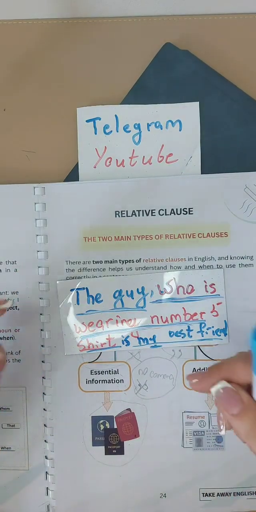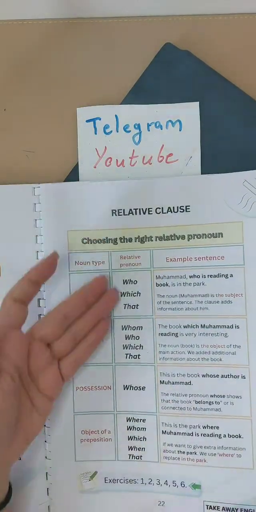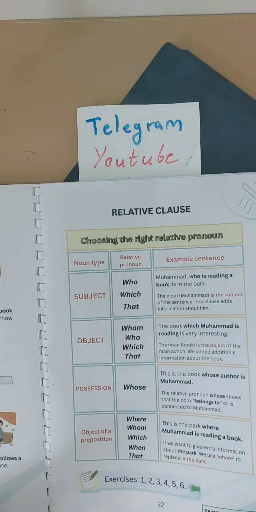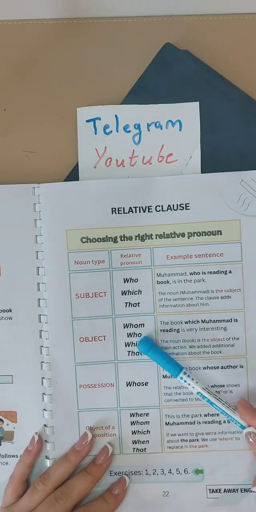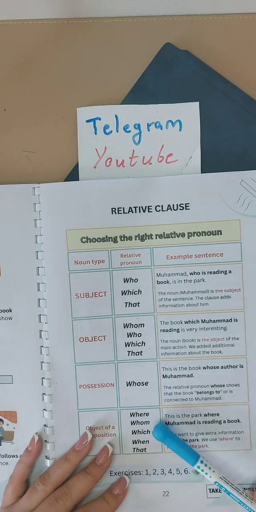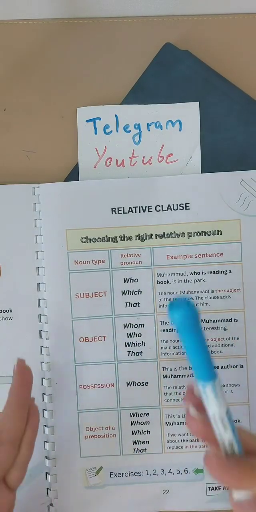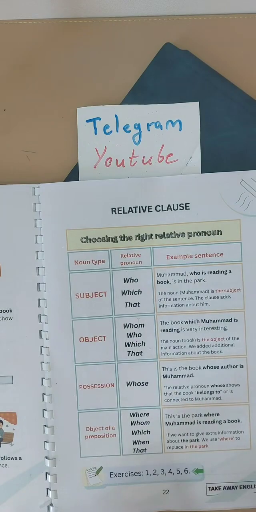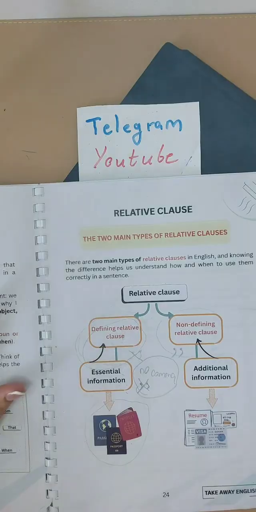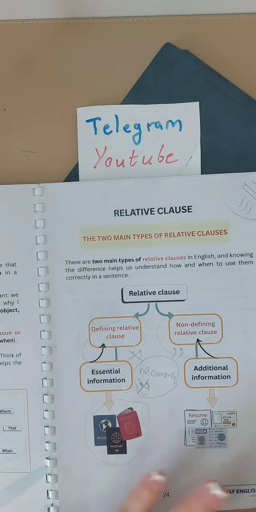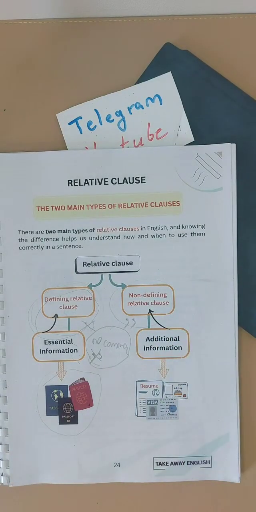We learned all the relative words that are used with defining relative clauses, right? Such as who, which, that, whom, whose, where, when, why. They are all relative words, right? Now, today we are going to talk about non-defining relative clauses.